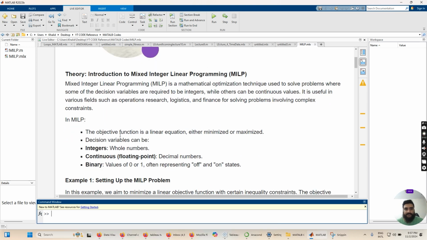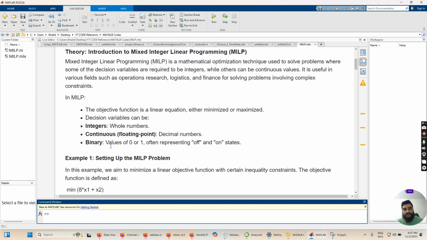So in MILP, the objective function is a linear function, either minimized or maximized. The decision variables can be integers, so they must satisfy all the constraints and also minimize the function. Integers are like 1, 2, 3, 4, 5, 6 and so on. We can also set decision variables to be continuous, in which case they can have floating point values like 5.5, 5.6 and so on. These decision variables can also be binary, where we restrict them to a value of 0 or 1, so it represents binary states.